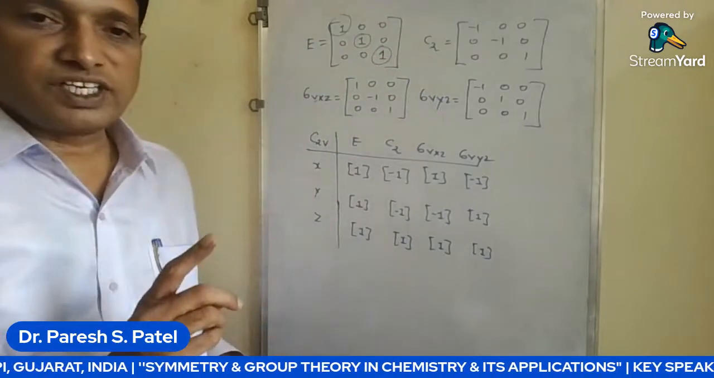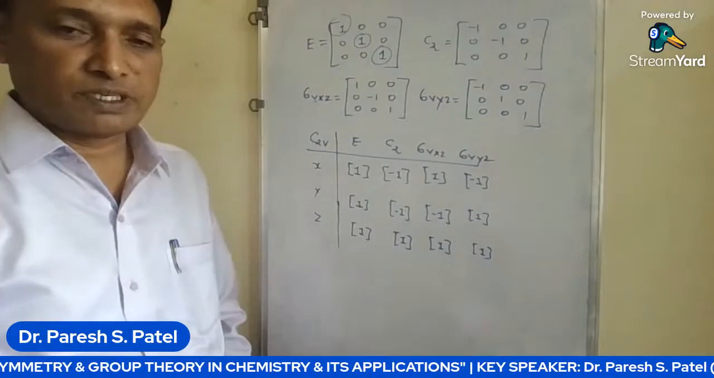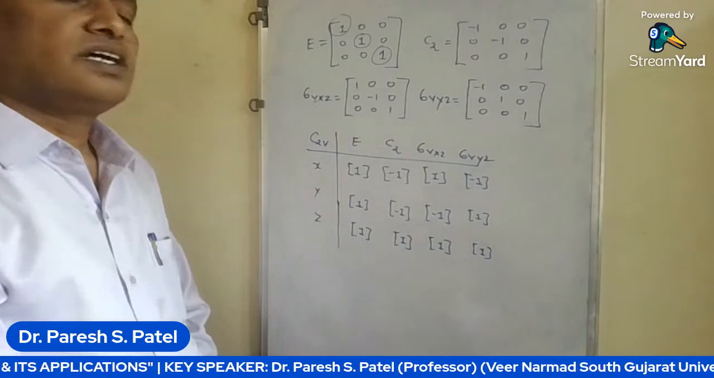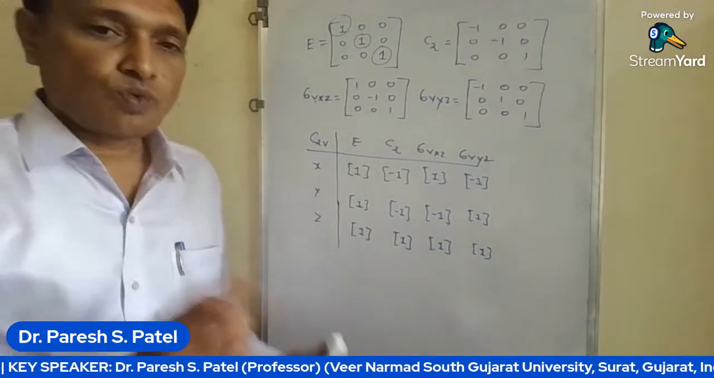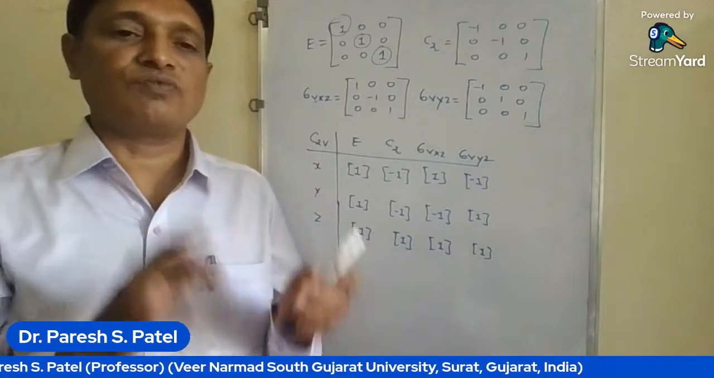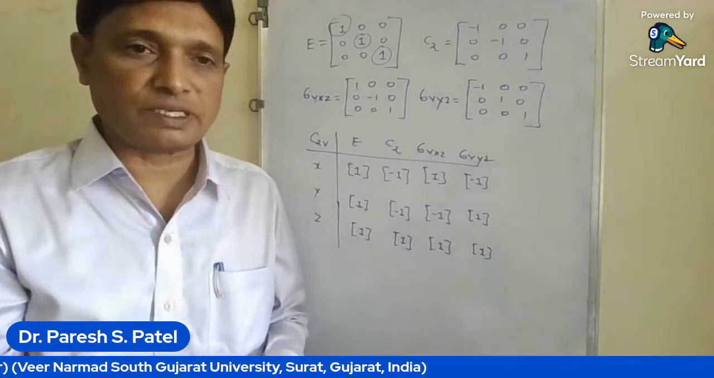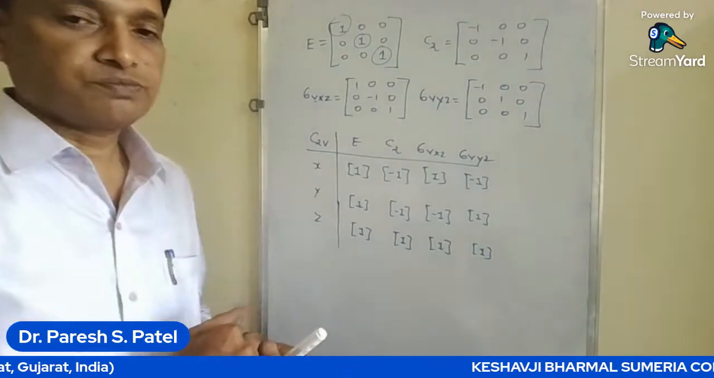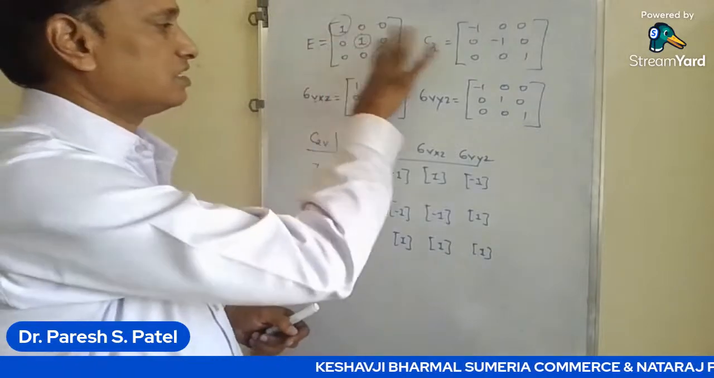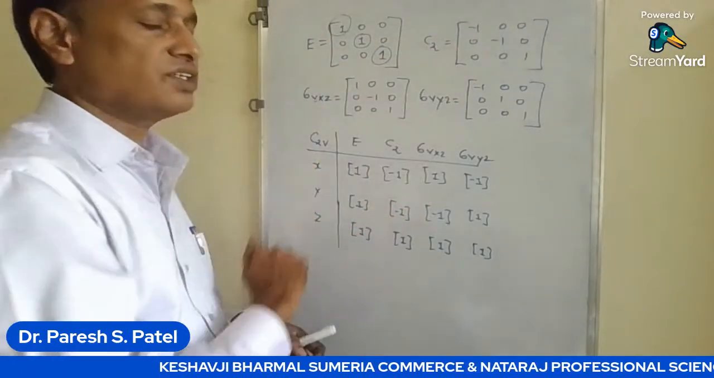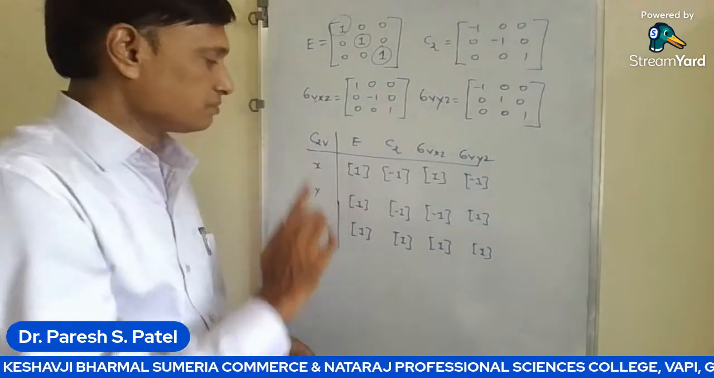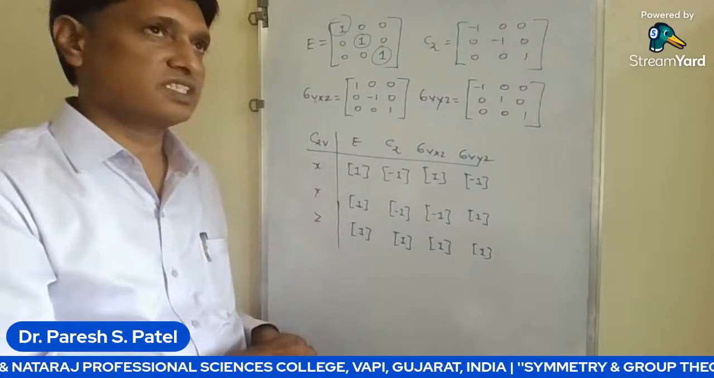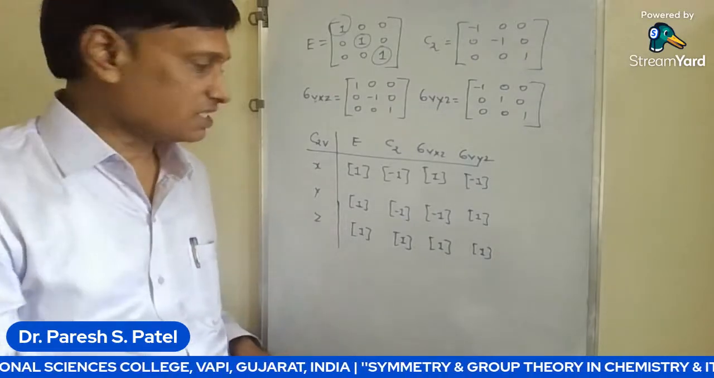Now, we can't reduce a one-dimensional matrix into lower dimensional matrices, so these representations are recognized as irreducible representations. So what are reducible and irreducible representations? We can reduce a higher dimensional matrix into lower dimensional matrices, so that the representation is a reducible representation. In this case, this is the reducible representation and these are the irreducible representations. We can't reduce a one-dimensional matrix into lower dimensional matrices, so these are irreducible representations.